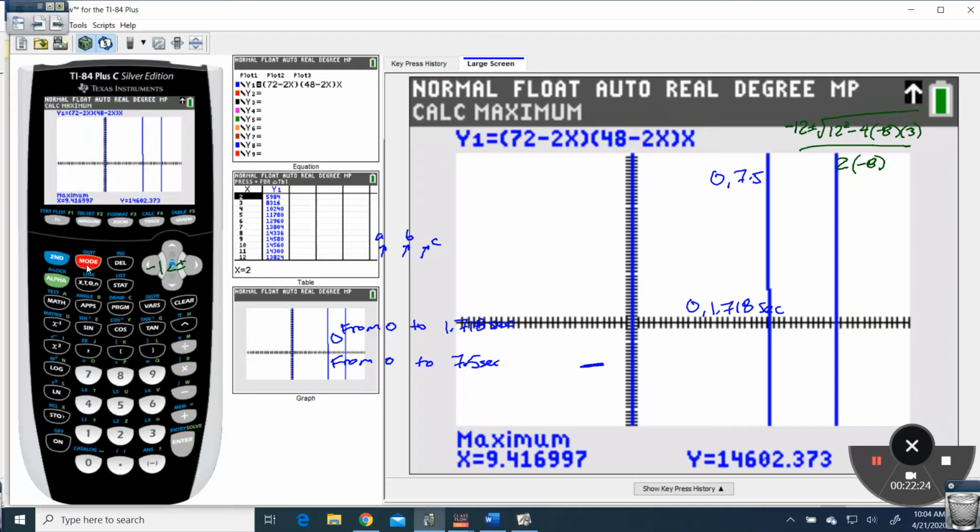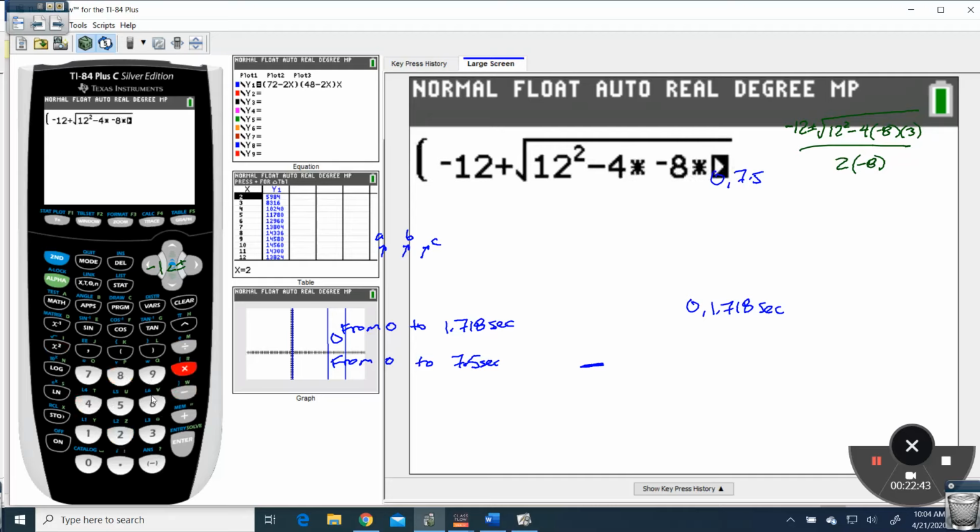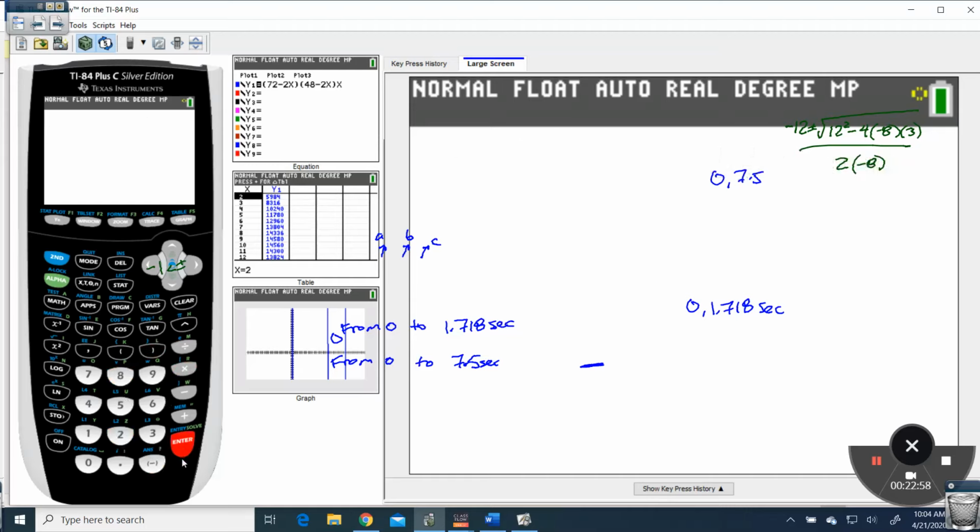And I would come to the main screen, and I'd go parentheses, negative 12 plus the square root of 12 squared minus 4 times negative 8 times 3, come out of my square root, close my parentheses. So this is all the stuff on top, divided by parentheses 2 times negative 8. And I would hit enter.